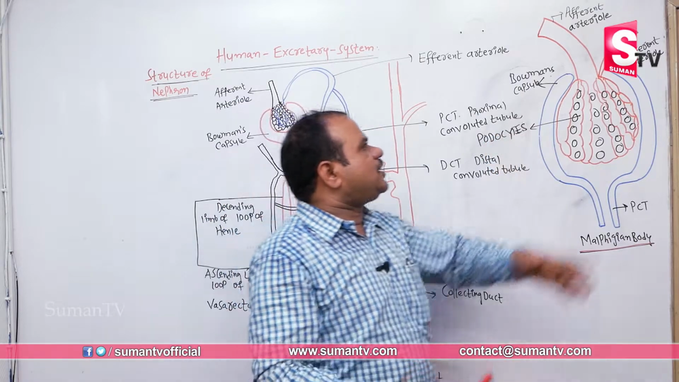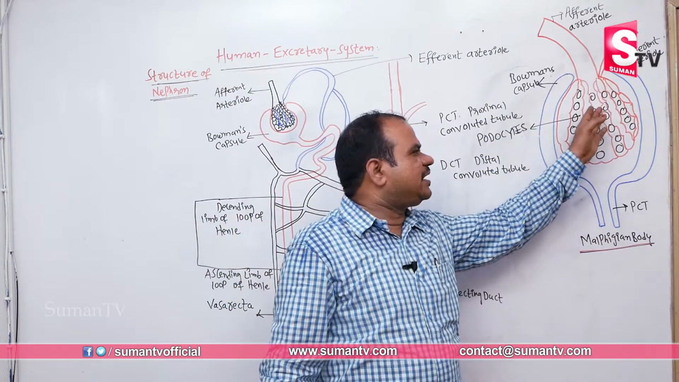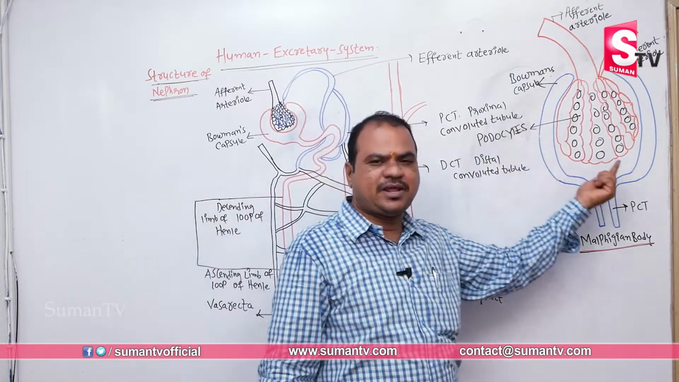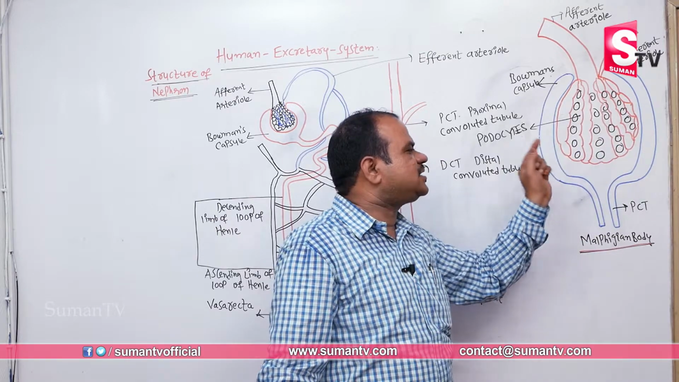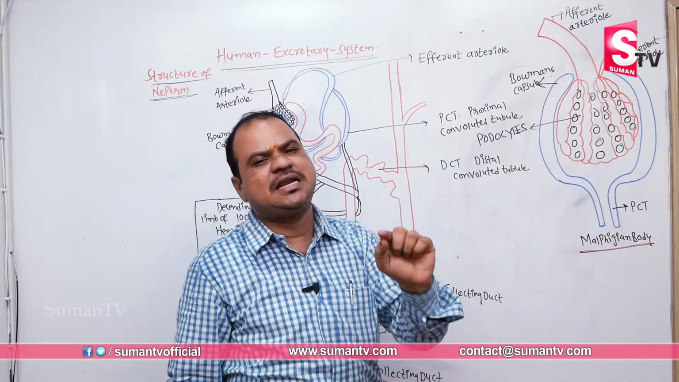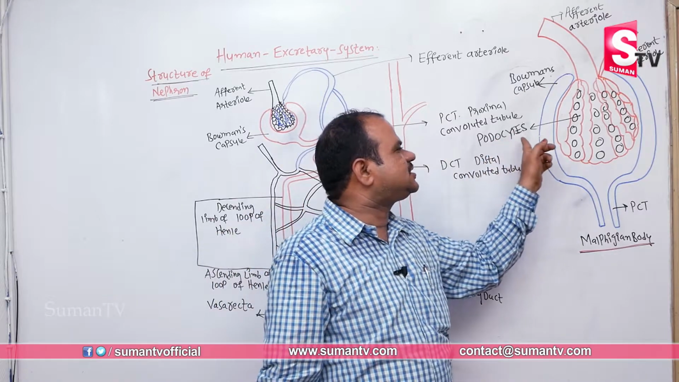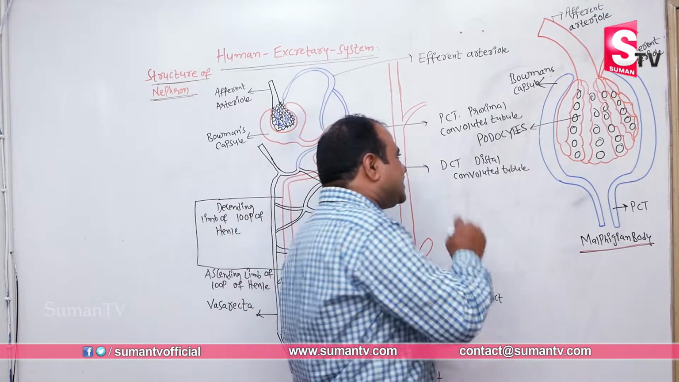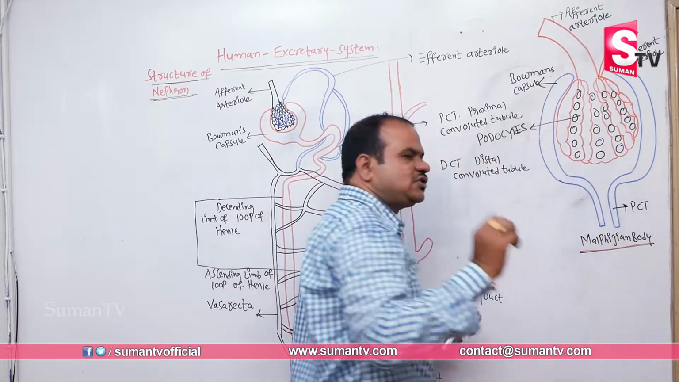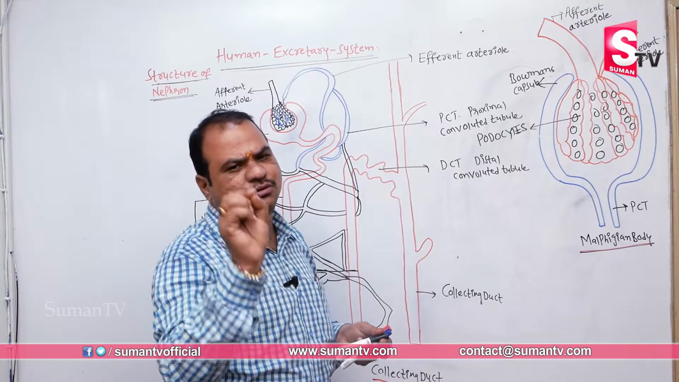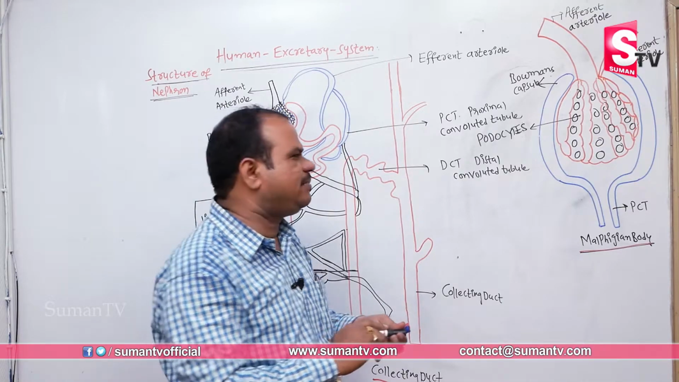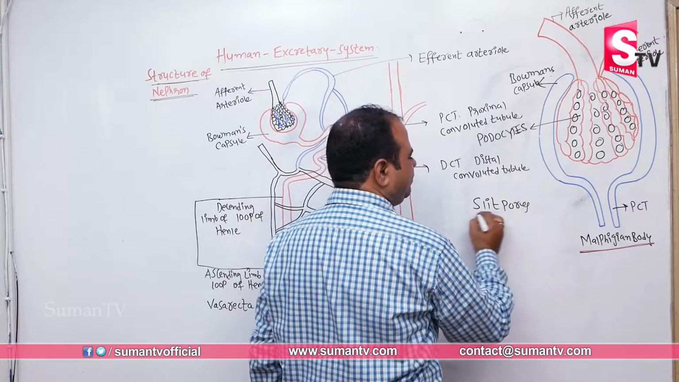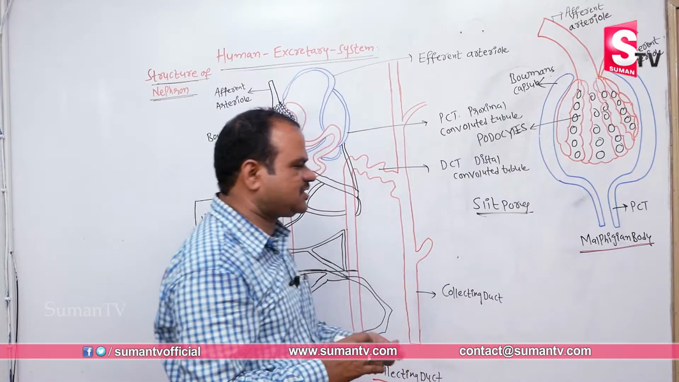The arteriole is divided into a number of branches, and the branches consist of a number of capillaries. In between the capillaries there are minute pores, and specialized cells are there. These are the podocytes, right? At the same time, the capillaries also have some small pores, which we call slit pores. But what is the importance of the slit pores?